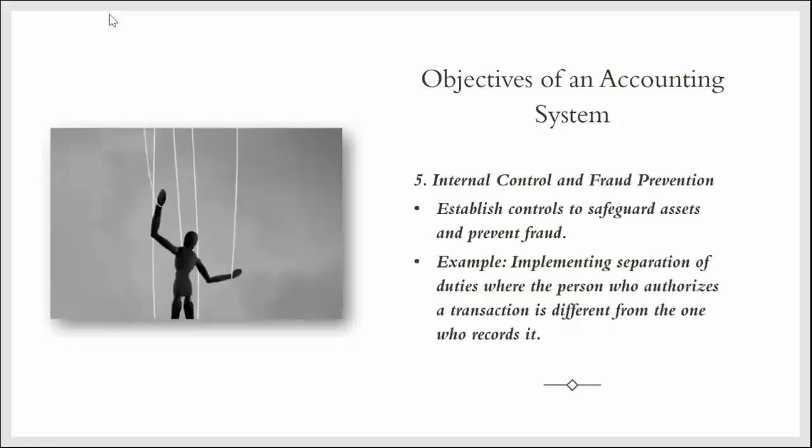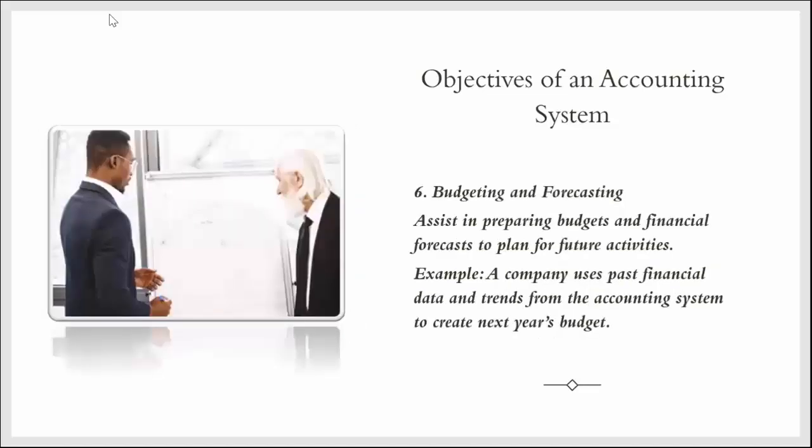5. Internal control and fraud prevention. Establish controls to safeguard assets and prevent fraud. Example, implementing separation of duties where the person who authorizes a transaction is different from the one who records it. 6. Budgeting and forecasting. Assist in preparing budgets and financial forecasts to plan for future activities. Example, a company uses past financial data and trends from the accounting system to create next year's budget.